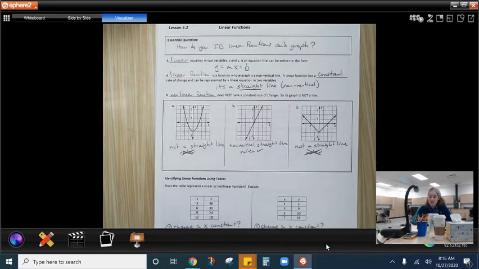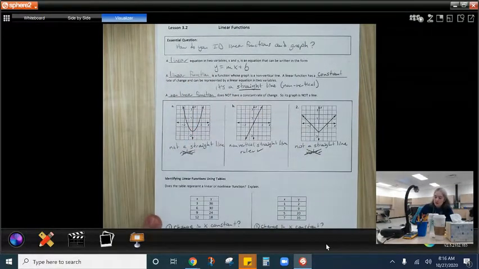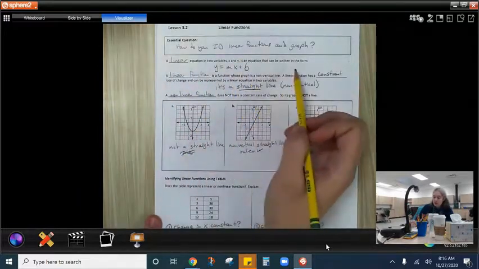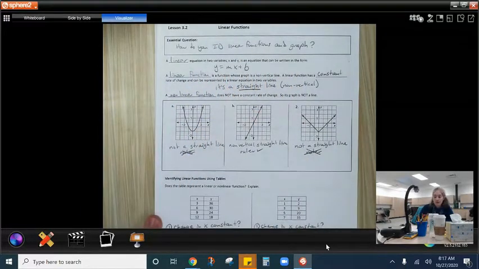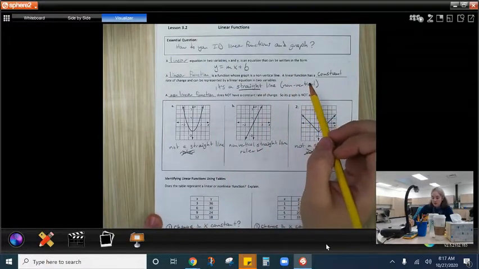Hello, algebra. So this is lesson 3.2, linear functions. Our essential question is, how do you identify linear functions and graph them? So a linear function is an equation in two variables, x and y. It can be written as y equals mx plus b. A linear function is a function whose graph is a non-vertical line.